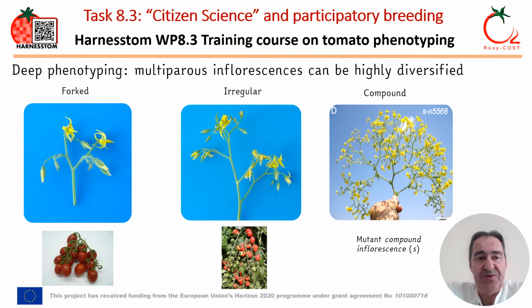Also, multiparous inflorescence may present a lot of variation, from a simple bifurcation like in the forked type to more branches like in the irregular type, up to inflorescences that have dozens of branches and hundreds of flowers. These are due to mutations like compound inflorescence and are called compound. Unfortunately, compound inflorescences are usually very unfertile, and less than 10% of the flowers may set fruit.